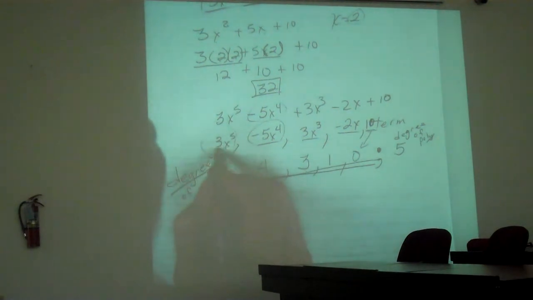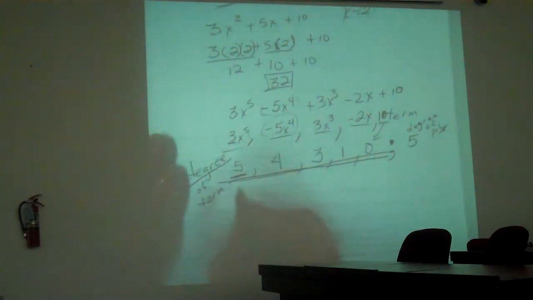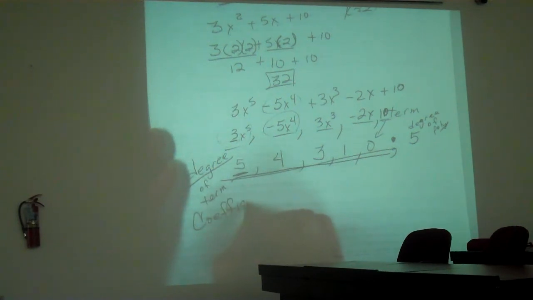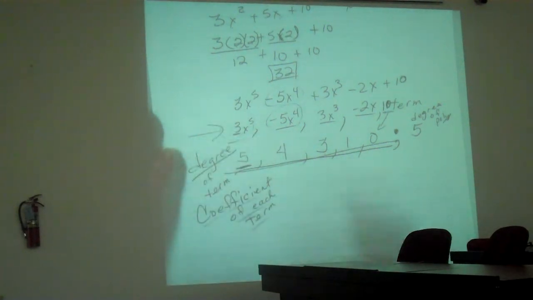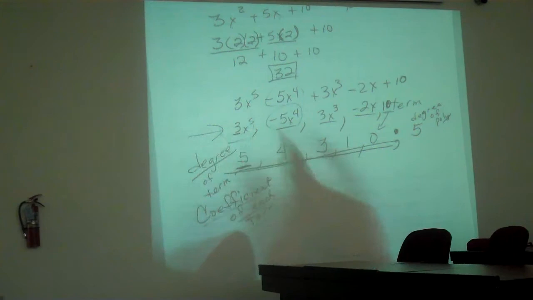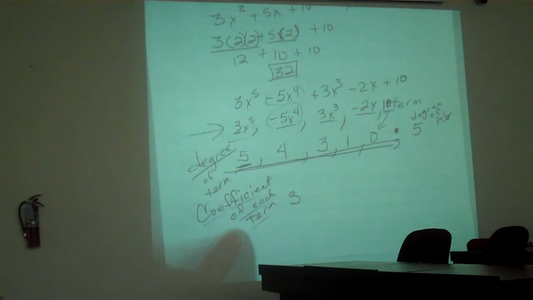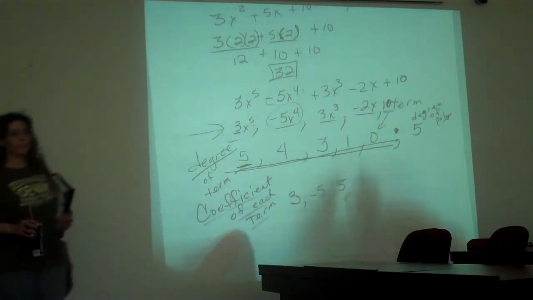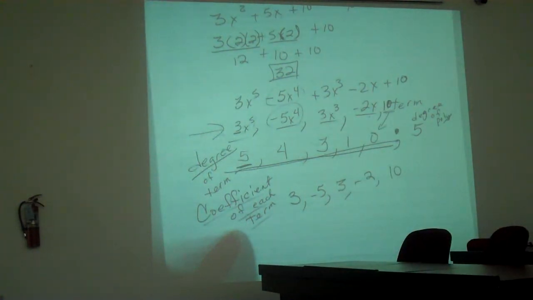Okay, the number in the front is called the coefficient. Okay, so if it wanted the coefficient of each term, we're going to do that from the same one right here. The coefficient of this term is 3. The coefficient of this term is what? 5. Negative 5. The coefficient is the number in the front of the variable. The coefficient of this term, 3, of this term, negative 2, and this term, 10. Yeah. So the coefficient is the number in the front.